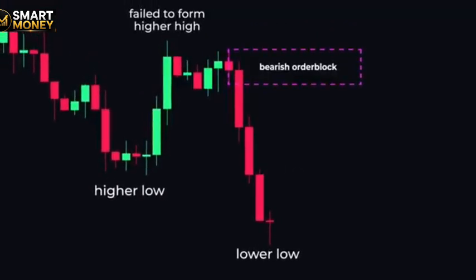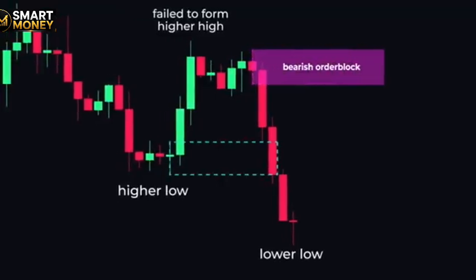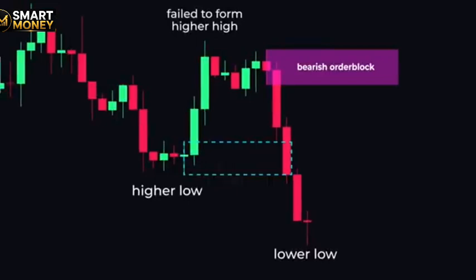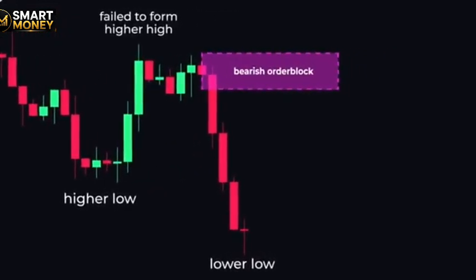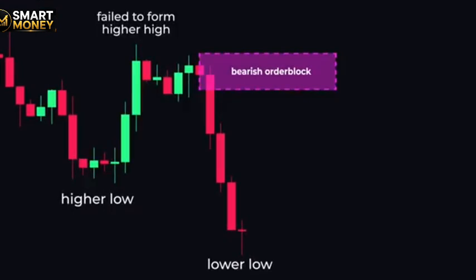So we'll focus on the latest order block that aligns with the current trend, which is this bearish order block. The previous bullish order block isn't valid because the price didn't form higher highs. However, this bearish one is valid because it resulted in a change of character.